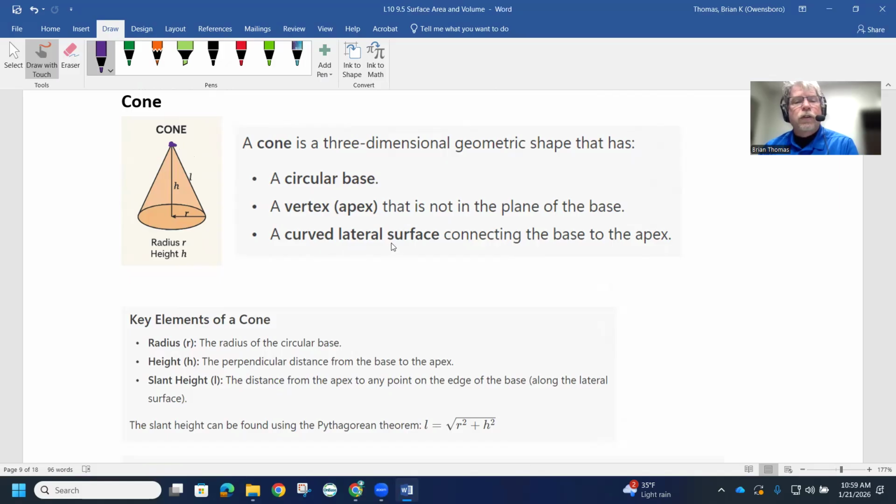So the curved lateral surface area connects the apex up here, that vertex point. It wraps around the bottom base and this little point up here. So it's an unusual shape.